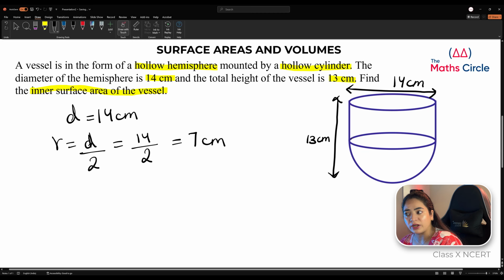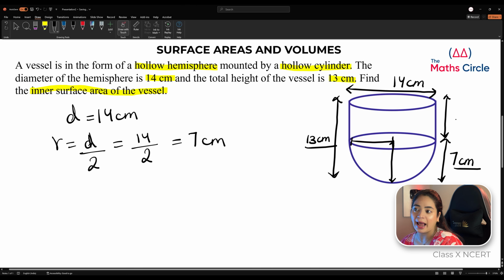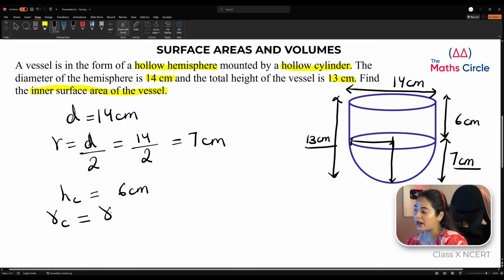Now, if we observe carefully, this is also radius and this is also radius. So, the height of this hemisphere is 7 centimeter. Now we have the complete height of the vessel as 13 centimeter and the height of the hemisphere is 7 centimeter. We can simply find the height of the cylinder as 13 minus 7, which will be 6 centimeter. So now we get the height of the cylinder as 6 centimeter, and the radius of the cylinder and the radius of the hemisphere are the same, which is 7 centimeter.